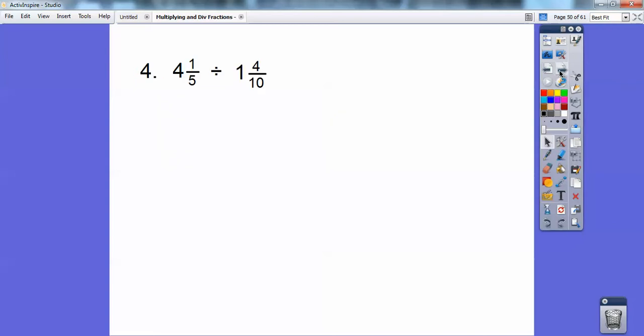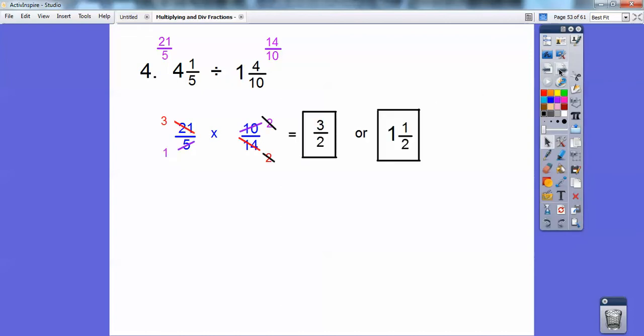Okay, let's try another one. Okay, got to first change them to mixed numbers, and then I'll flip them second. So there they are, changed to mixed numbers up here in purple. Okay, so this is 21/5, 14/10, and then I'm going to flip this and make it 10/14 right there. And now I'm going to go ahead and cancel. 5 goes into 5 once, into 10 twice, and then 7 goes into that twice, and into that 3 times. So you get that as your answer right there. 3/2 again.